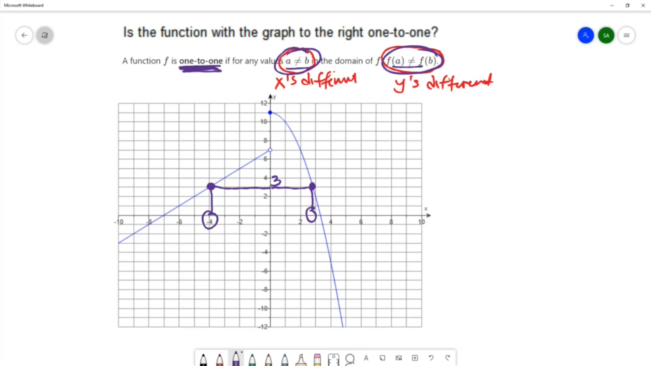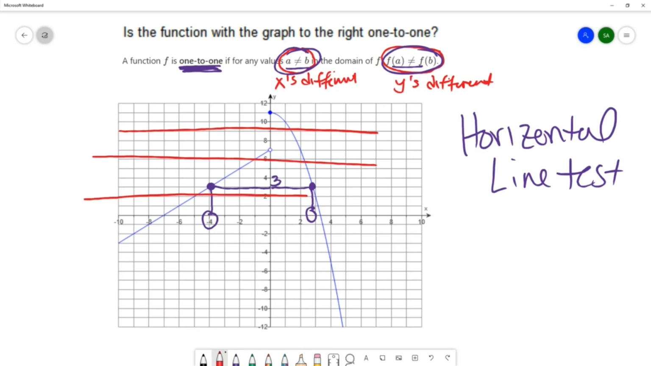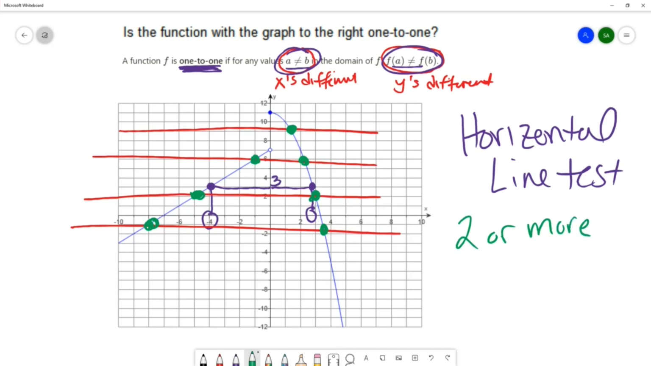Now, we do have a strategy that we typically use to decide whether the graph represents a one-to-one function. And what we use is something called the horizontal line test. So when you have a graph and you're trying to decide if it's a one-to-one function, you're going to draw horizontal lines all over the graph. And what you want to pay attention to are the intersection points of your horizontal line. So we'll notice that this has one intersection point, but all of these ones down here have two intersection points. So when we get two or more intersection points, this is an indication that the function is not one-to-one.